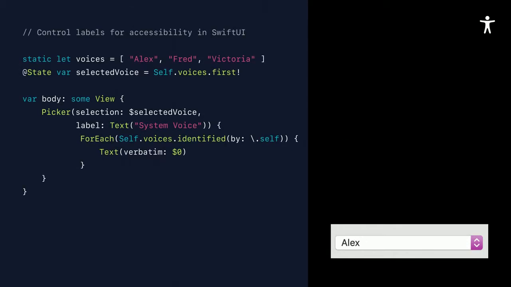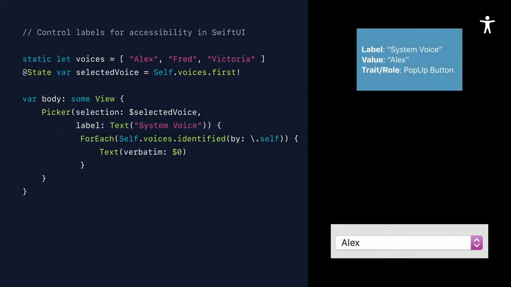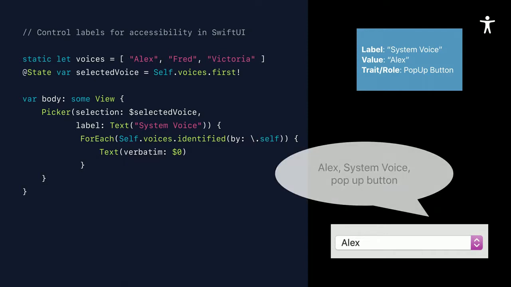Let's take a look at the SwiftUI code instead for such a control. Here, we are using a standard SwiftUI picker, which is being rendered as a pop-up button. Now, SwiftUI's picker has a built-in label we can use. In this case, we've set "system voice." Many of SwiftUI's controls have labels like this, and the rest will soon. Let's take a look at the appropriate accessibility element. This time, it's got a label. And if we look at what VoiceOver reads, we have "Alex, system voice, pop-up button."